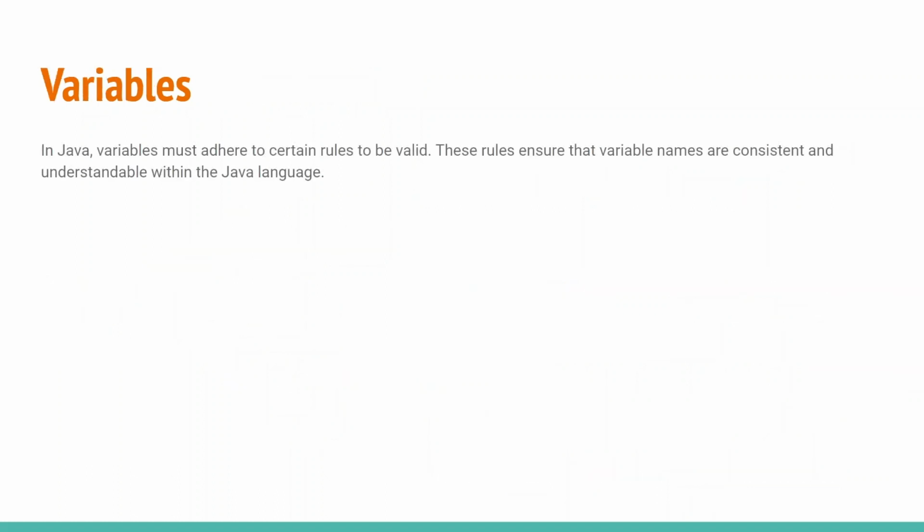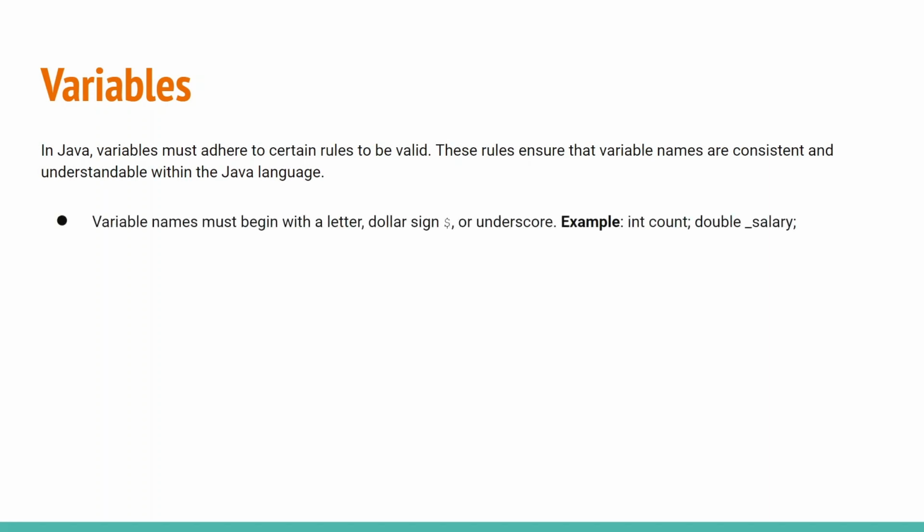Variables. Variables must adhere to certain rules in the Java programming language. A variable name must begin with a letter, dollar sign, or underscore. For example, here int is the data type, count is the variable. Double is the data type, _salary is the variable.